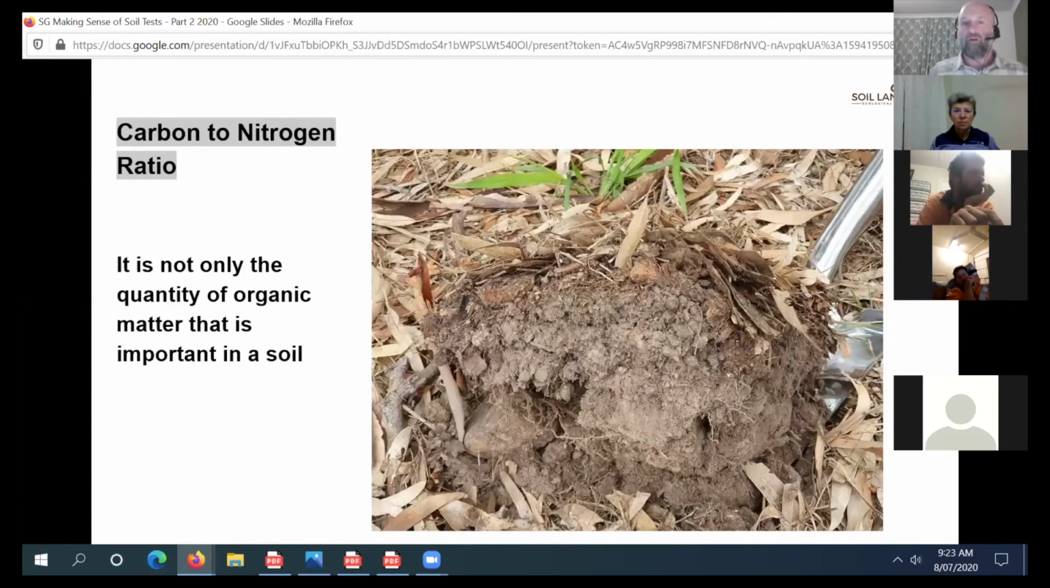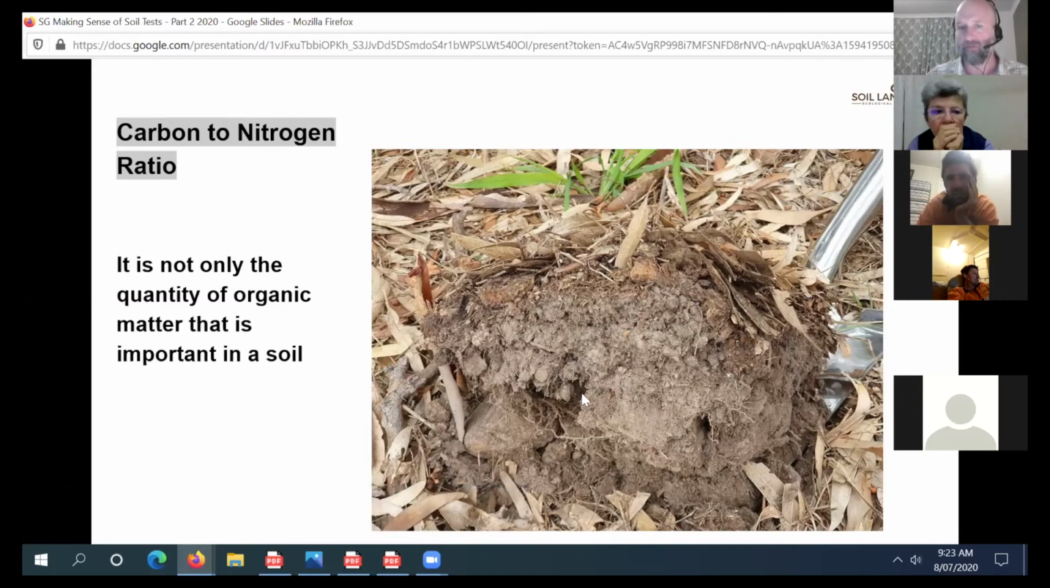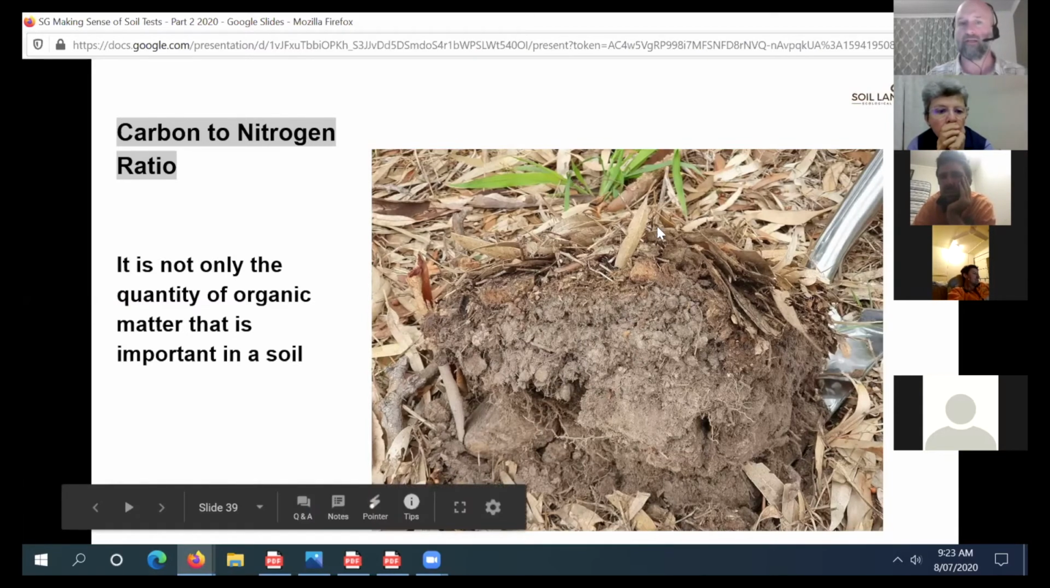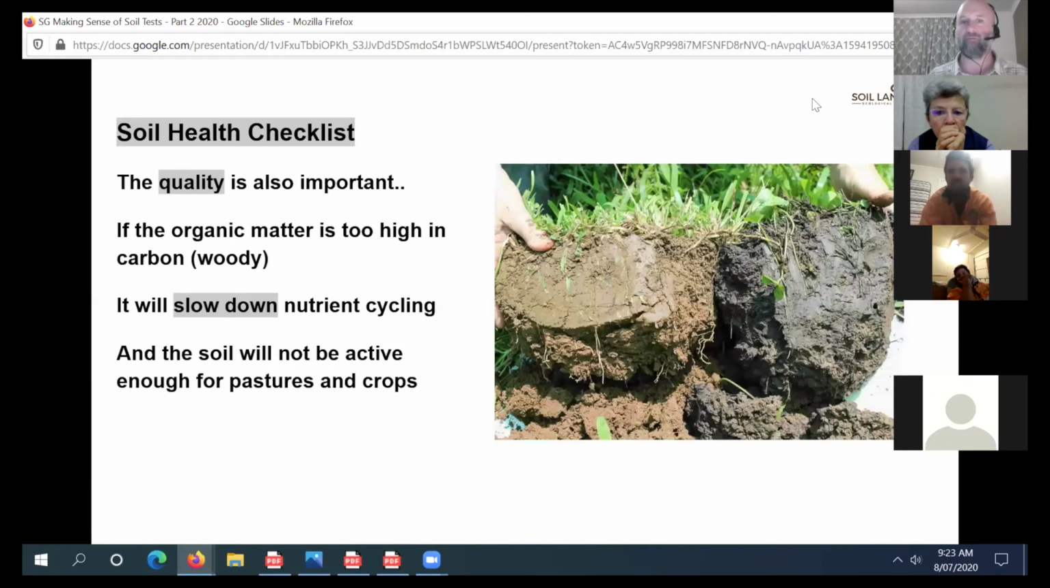It's not only the quantity of organic matter that's important. This is a forest soil here, and you can see there's a big layer of mulch, and that mulch is turning into organic matter just below it. And there's lots of roots. If you look carefully, there's lots of tree roots all through that. It's just a forest, but it's full of feeder roots of the trees. So I need a certain quantity of organic matter, but I also need to have quality.